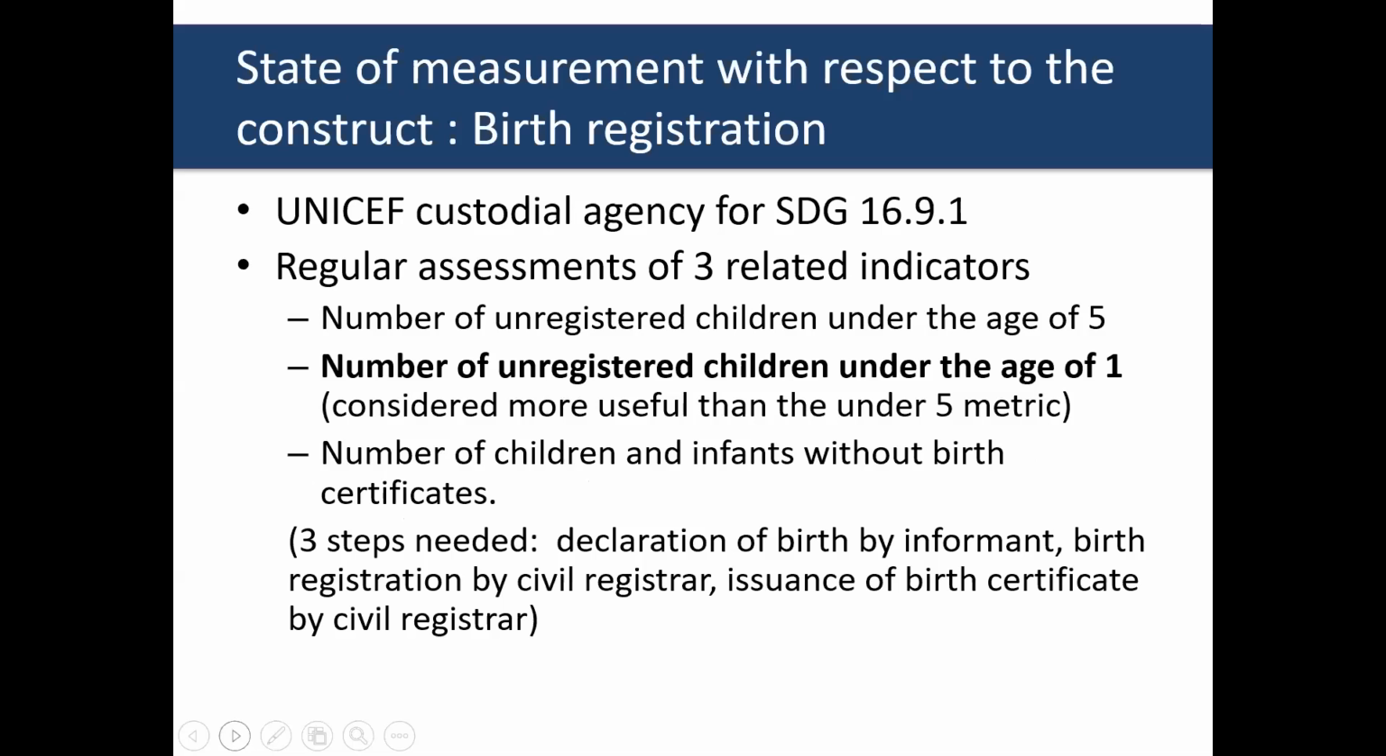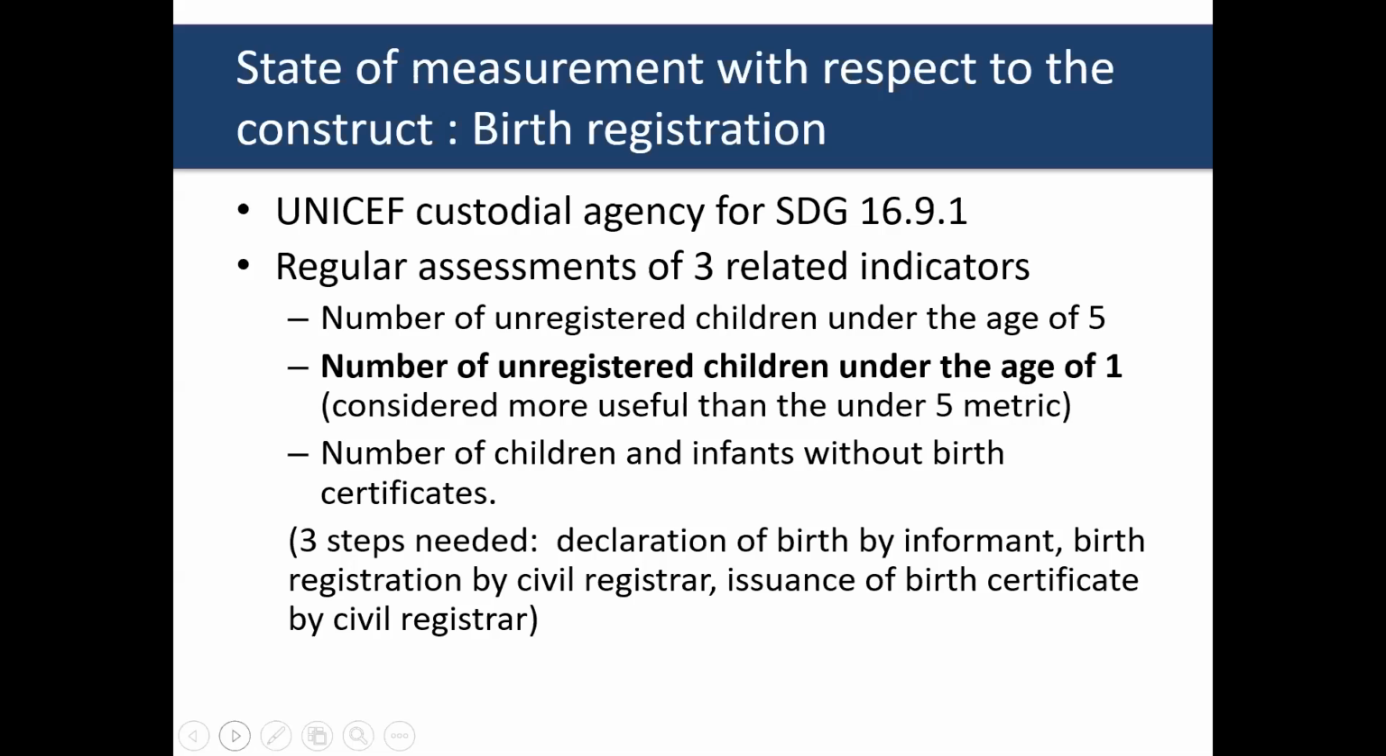In terms of the state of measurement in respect to birth registration, UNICEF is serving as the custodial agency for SDG 16.9.1, and there is now a process underway for regular assessments of 3 related indicators. The first ties in directly with the target: number of unregistered children under the age of 5, number of unregistered children under the age of 1, which is actually now being touted as the more useful metric, and number of children and infants without birth certificates.